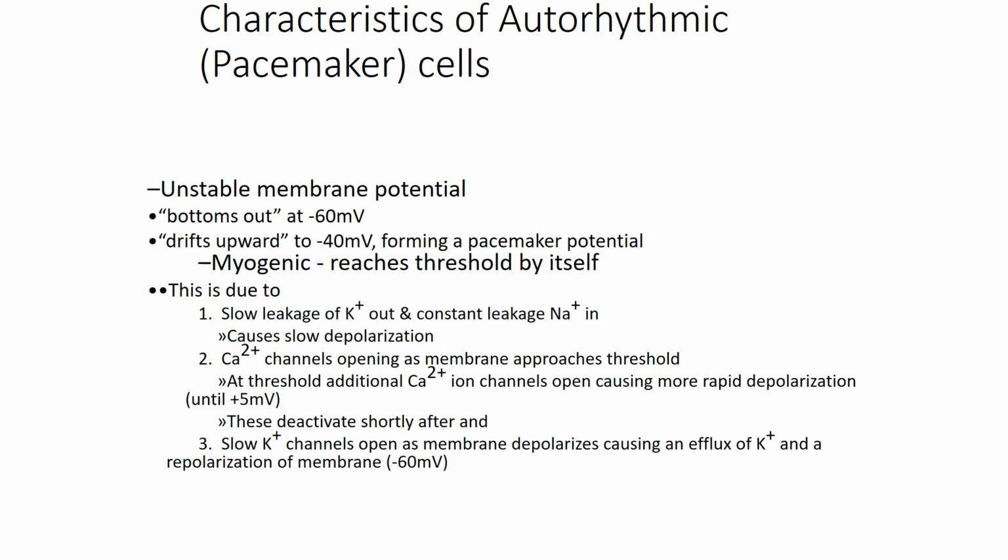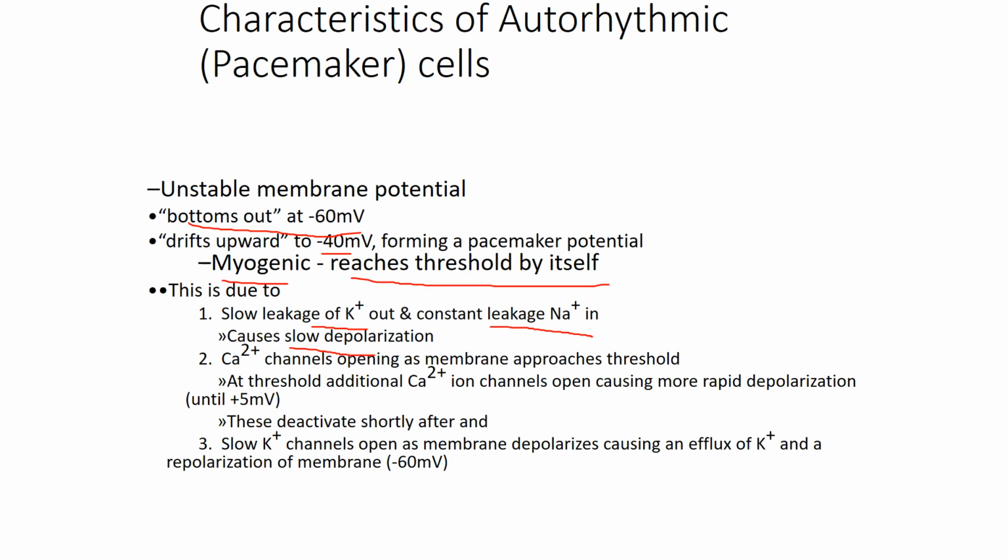So what we have too is the bottoming out at about negative 60 and then drifting up to negative 40. So this is about the threshold potential. These are termed myogenic because they can reach threshold by themselves. We don't necessarily need to have a neuron firing for it to induce an action potential. Now, reaching up to threshold potential is due to the slow leakage of potassium coming out, but then there's also constant leakage of sodium coming in. And so this causes a slow depolarization, okay?